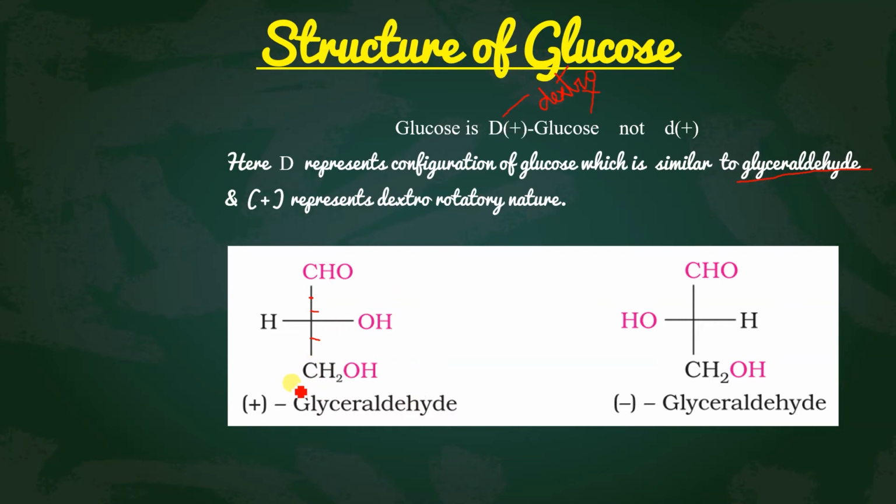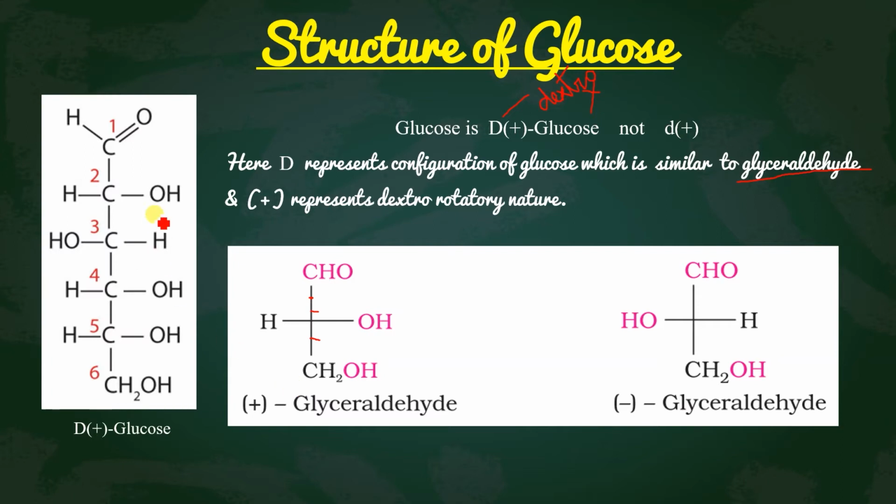Okay, so here is this glucose structure. We can see the CHO group at the top, and here also the CHO group at the top, and at the bottom the CH2OH group, and here also the CH2OH group at the bottom. In between there are CHOH groups. So it shows the resemblance.